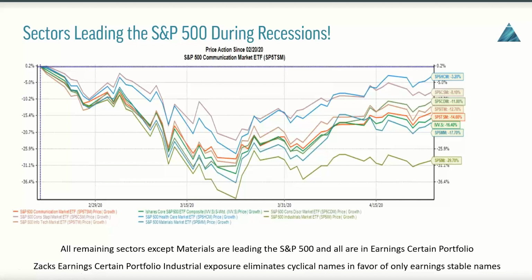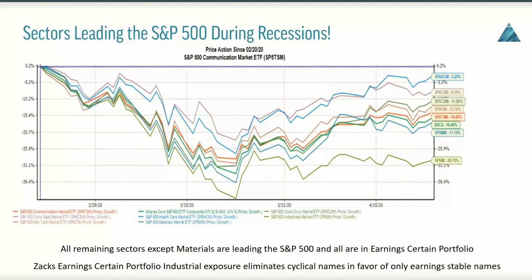The next slide, these are the sectors that actually lead the S&P 500 during recessions, and you can see that we've got the healthcare. You can see the S&P 500 here, the IVV. Leading the charge here is healthcare, consumer staples, consumer discretionary, IT, telecommunication services, and then materials, a little bit of a laggard, and the industrial sector, obviously a laggard. I put those two sectors in this particular slide because with regard to materials and industrials, the Zacks earnings certain portfolio eliminates the cyclical names in those sectors, and we favor only the earnings stable names.